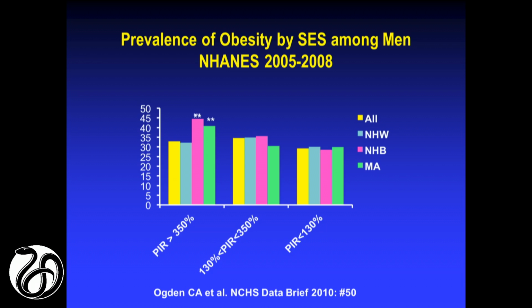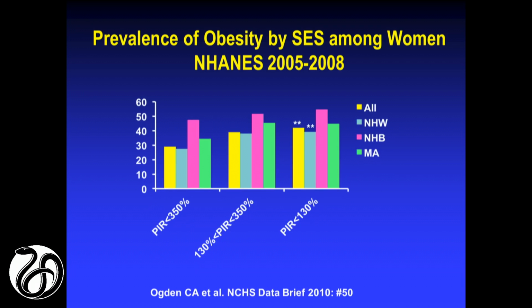In women, the story is a little bit different. If you look to the right of this slide, you can see that among all women, there is a relationship between obesity and poverty. However, that relationship is limited to non-Hispanic whites, that is, Caucasians. There is no significant socioeconomic gradient among African Americans or Mexican Americans. It's pretty flat across these groups, and although they look as though they're subtle differences, those differences are not significant.